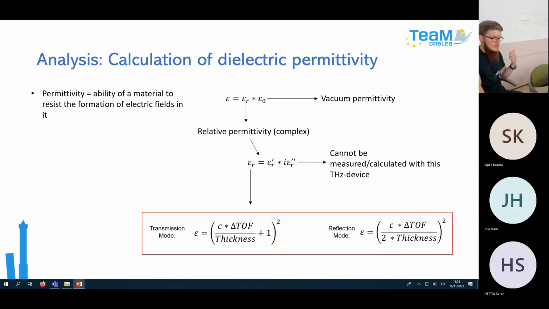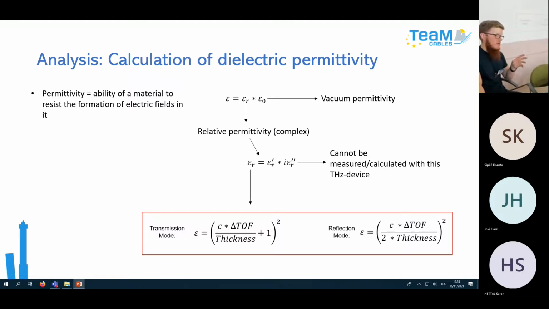You need the speed of light. We need the delta time of flight between the sample and the reference, the delta time of flight of the maximum of the envelope. We need the thickness of a sample, and this will come into play later on.